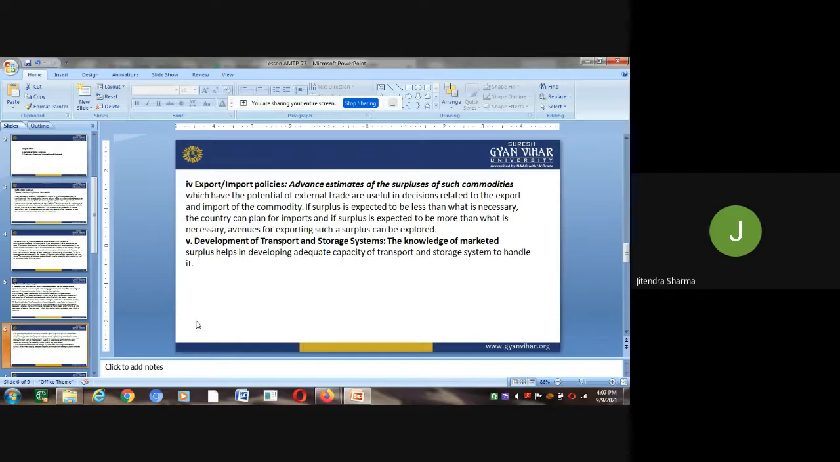If the surplus is expected to be less, then the country can plan for import, and if the surplus is expected to be more, then avenues for exporting such a surplus can be explored. In international trade, knowledge of the producer surplus is very important for any country to survive in the global era. That is why the development of transport and storage systems is very important, based solely on the information we have about the producer surplus, marketed surplus, and marketable surplus. So these are the importance and significance of the producer surplus.